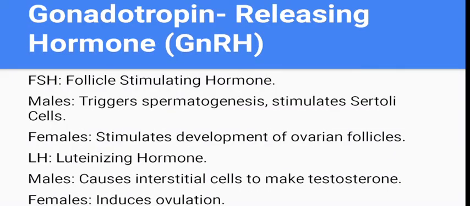Then you have gonadotropin releasing hormone. FSH is follicle stimulating hormone. In males, it triggers spermatogenesis, the making of sperm, by stimulating the Sertoli cells. In females, it stimulates the production of ovarian follicles. LH is luteinizing hormone. In males, it causes the interstitial cells to make testosterone, and in females, it induces ovulation.